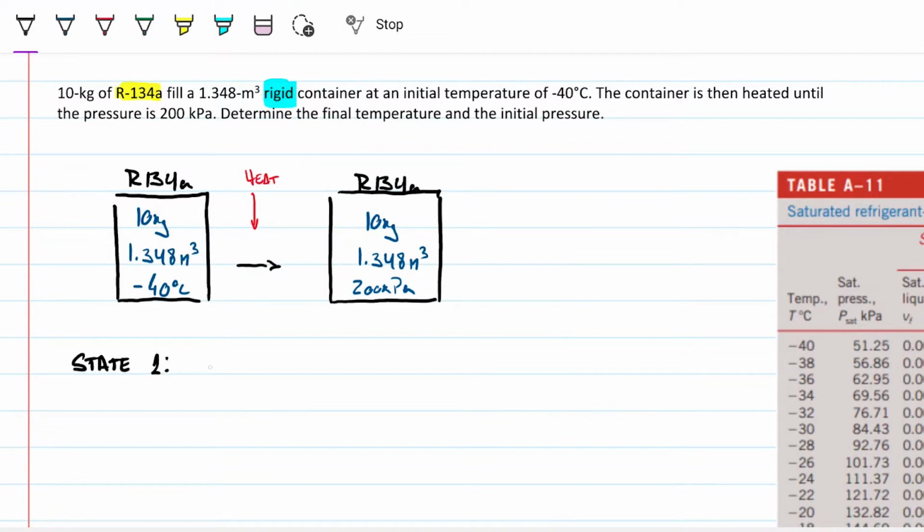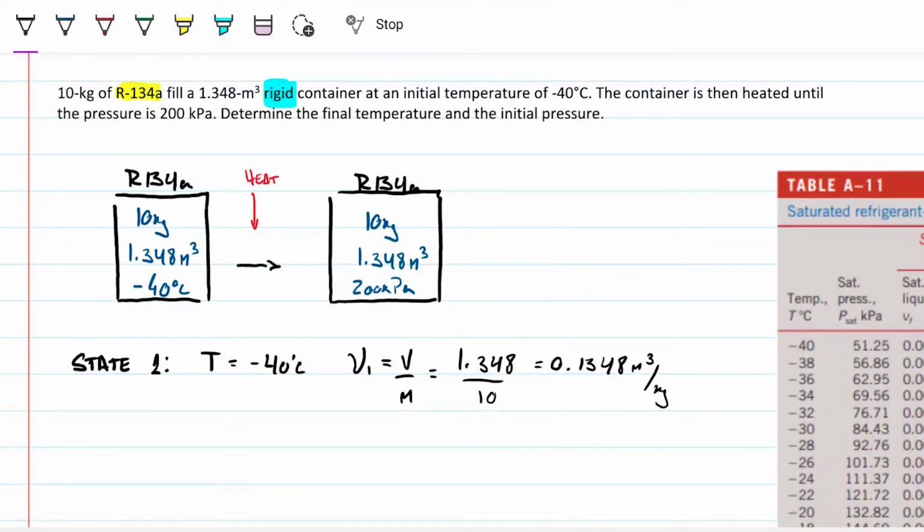State 1, temperature is minus 40 Celsius, and my specific volume on state 1 is equal to the volume divided by my mass. In this case here, 1.348 divided by 10, so easy, 0.1348 meters cubed per kilogram. So these are 2 properties, and with these 2 properties, that allows me to find all the thermodynamic properties of this given state.